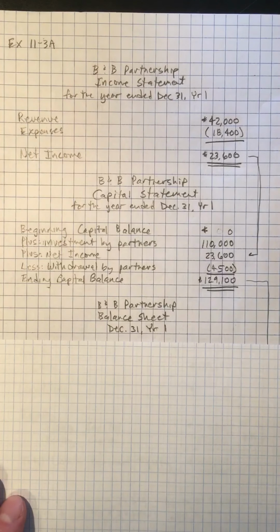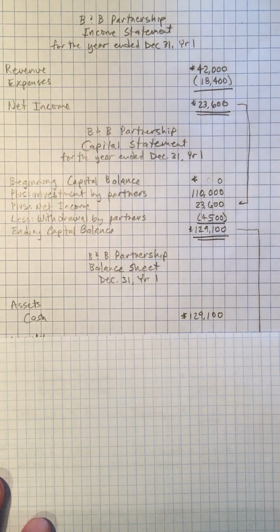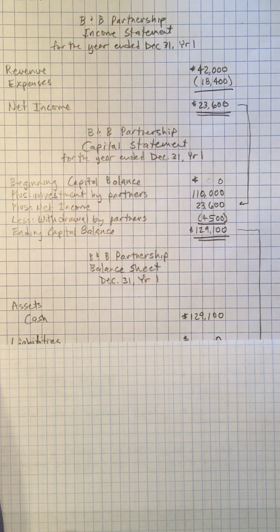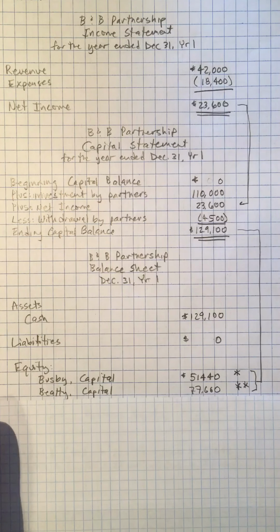So here's the part that requires a little bit of math. Now we'll do the balance sheet. So this company, they have $129,100 in cash. I got that number by reading through the problem and seeing how much cash they started with, how much cash they collected for revenue, how much cash they paid for expenses, and then how much cash was withdrawn by the partners. So I ended up at $129,100. And there are no liabilities, and then their equity.